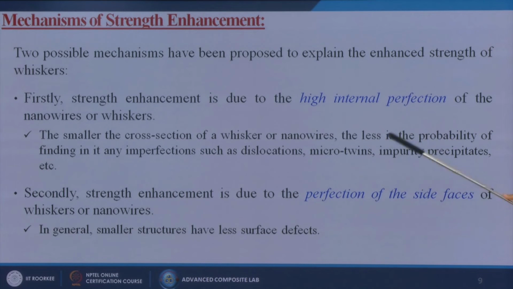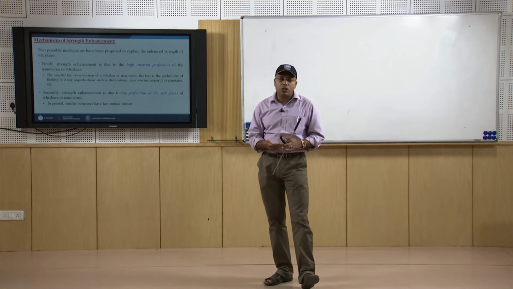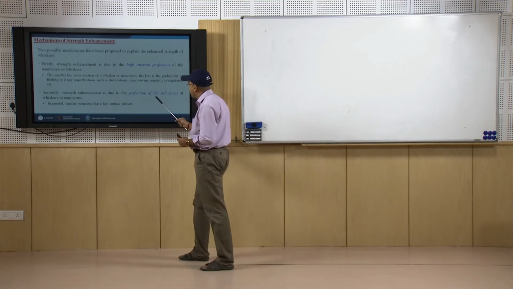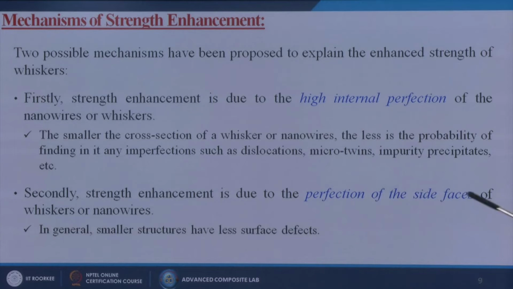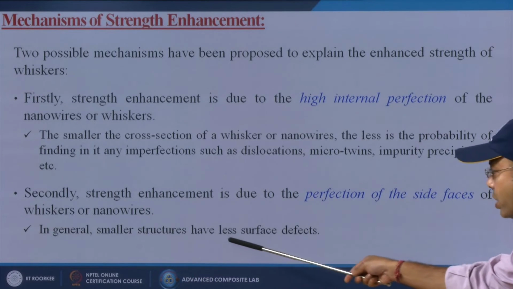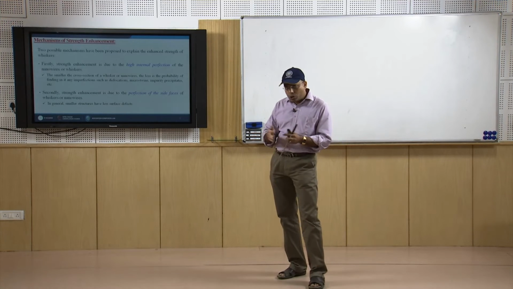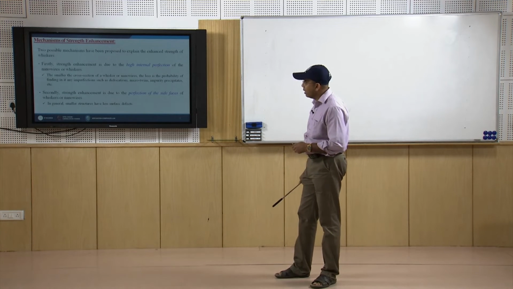The smaller the cross section of a whisker or nanowire, the less is the probability of finding any imperfections such as dislocations, microtwins, impurity precipitation, etc. So, automatically if the crystallite size is smaller, then the chance of impurities or imperfections will be low. Secondly, the strength enhancement is due to the perfection of the side faces. This is also another thinking, that perfection of the side faces of whiskers or nanowires. In general, smaller structures have fewer surface defects. So, at the end of the day, maybe these two theories are almost the same, but still there are two different thinkings by the scientists themselves.